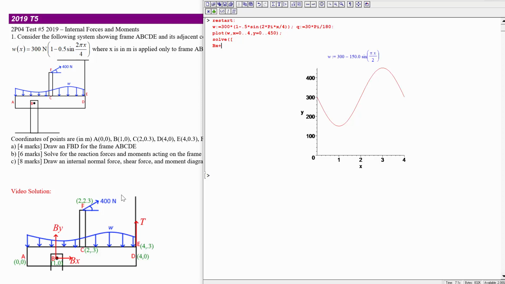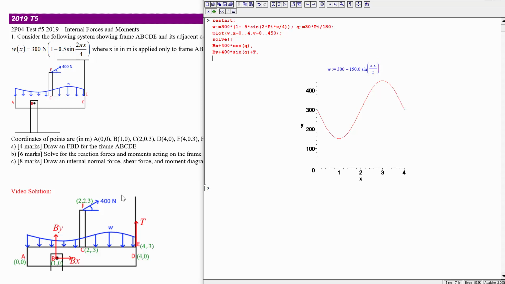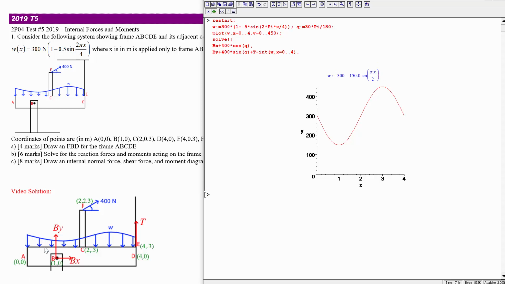So Bx plus 400 times cos of Q. In the y direction, By plus 400 times sine of Q plus T. And the net, also the integral of w from x equals 0 to 4 over the whole thing. And the torque, we can take the torque about any point.